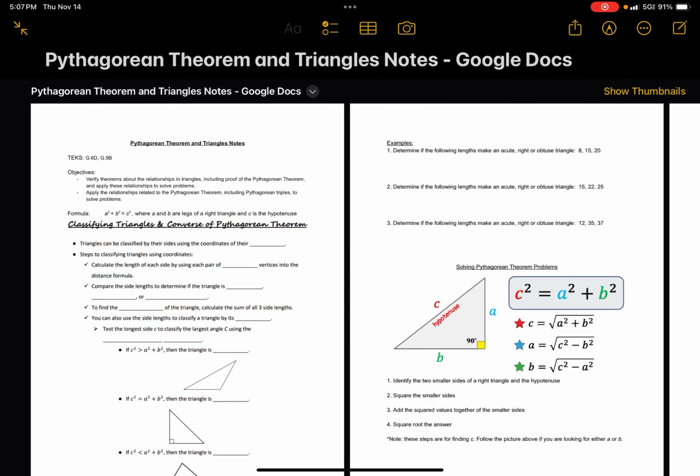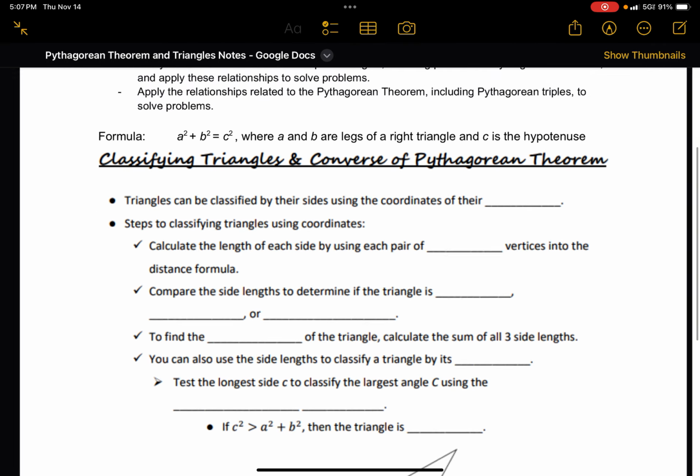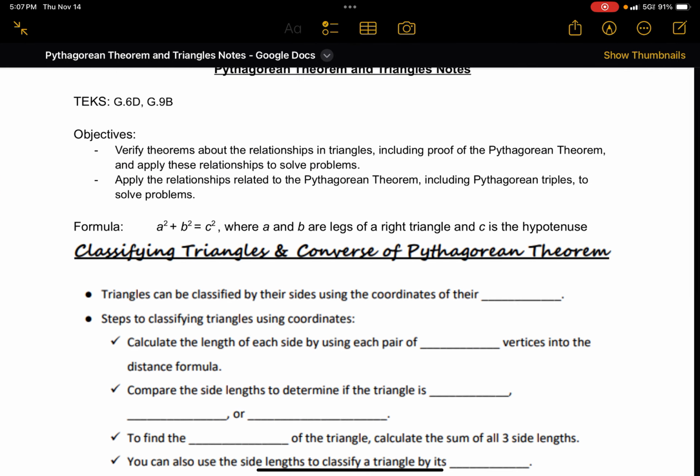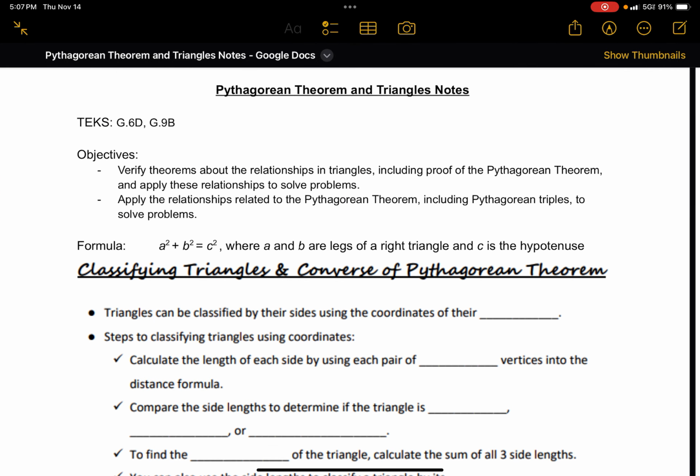All right, so we are going to do some Pythagorean theorem. We have done this before. We did this in junior high. We did this in algebra. So this is a repeat still of Pythagorean's theorem, but we just got to make sure that we understand what it is we're doing. All right, so triangles can be classified by their sides using the coordinates of their vertices.